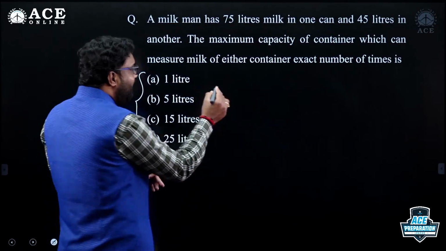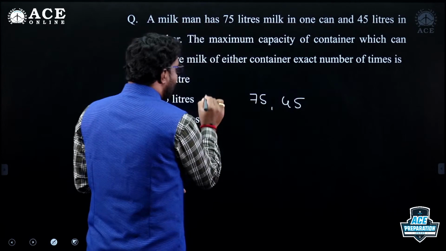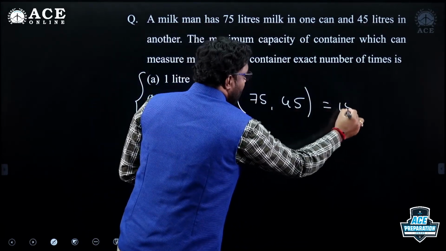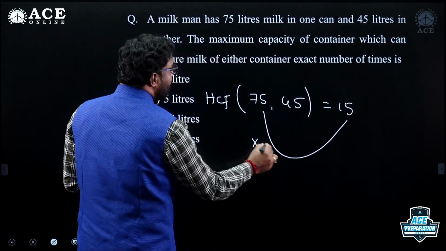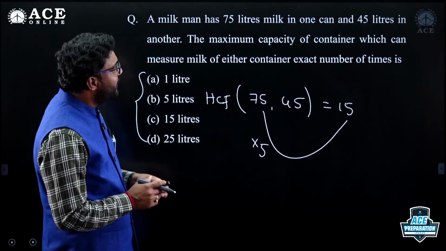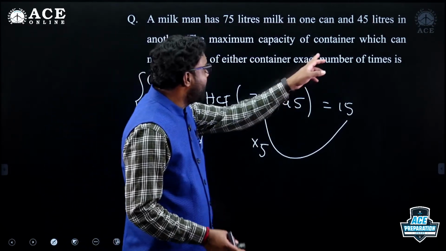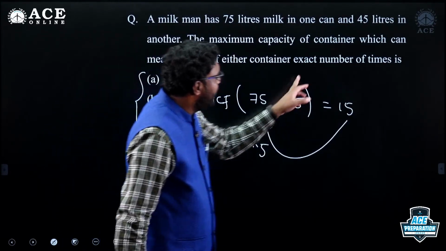Now, 75 liters and 45 liters, you have to find the HCF, which is 15. Here, you are using this 5 cans. What they are asking here: a milk can has 75 liters in one can and 45 in the other. The maximum capacity of a container which can measure the milk of either container an exact number of times.